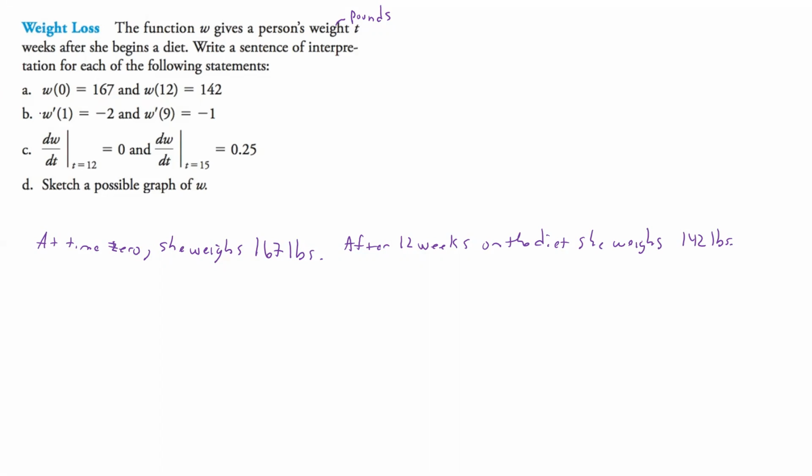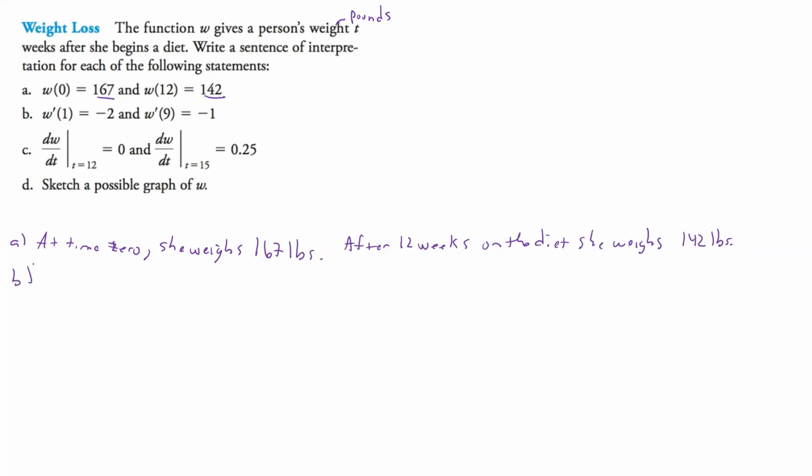And instead of at time zero, you could say before she begins the diet or at the beginning of the diet. As long as you're telling us it's at the very beginning that's what she weighs, and then after 12 weeks, that's what she weighs. That should work.